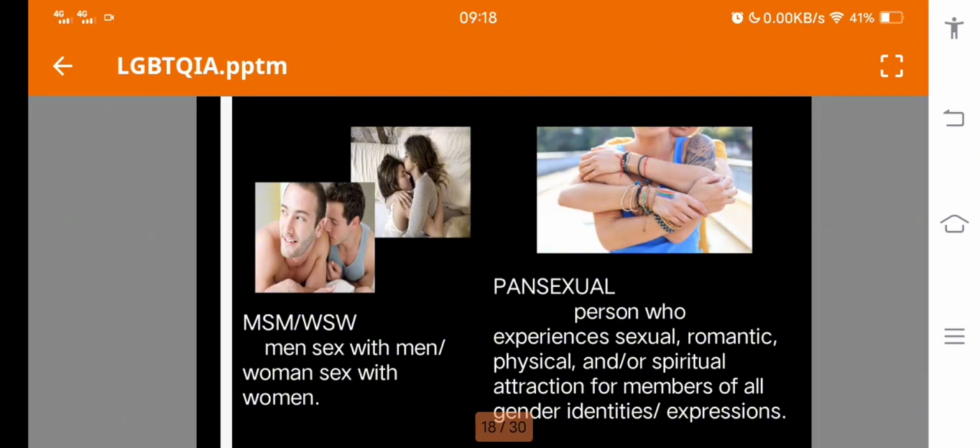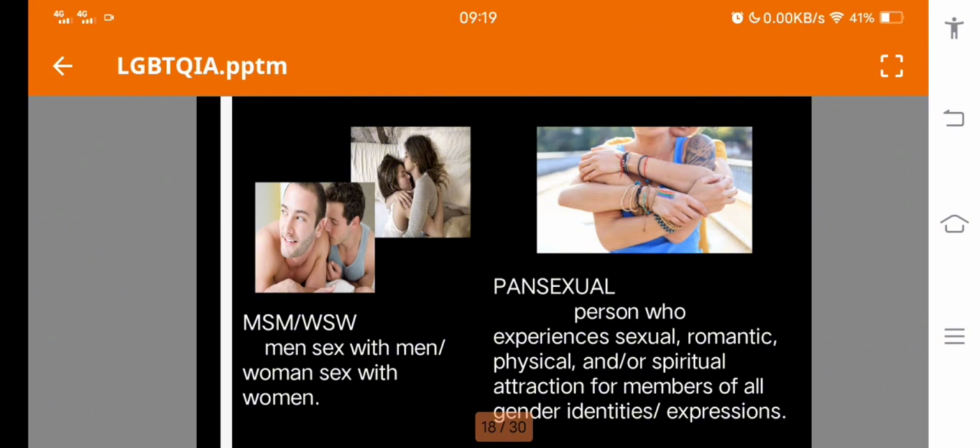So, MSM or WSW, men sex with men, women sex with women. These are distinguishing sexual behaviors. Hindi naman sa sexual identities. Sexual behavior lang. So, even if you're a straight guy, pwede pa yun? Ito yung sinasabi kasi sa definition eh. Because a man is straight, it doesn't mean he's not having sex with men.